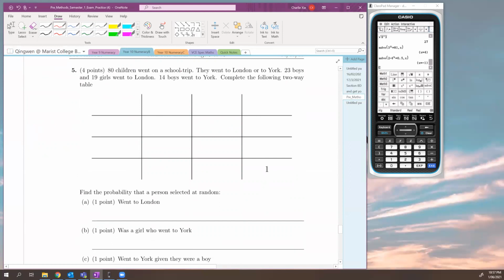To have the two-way table, we have to have some variables. So I'm going to make London and York the columns. Maybe it's easier, boys and girls as the rows.